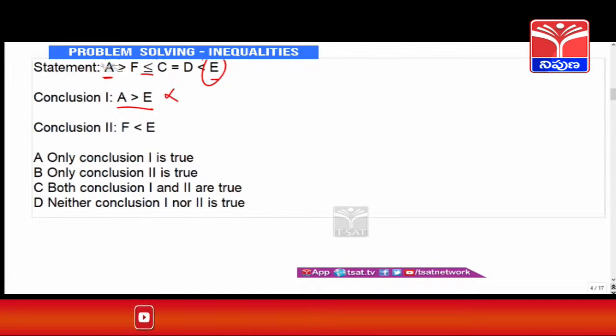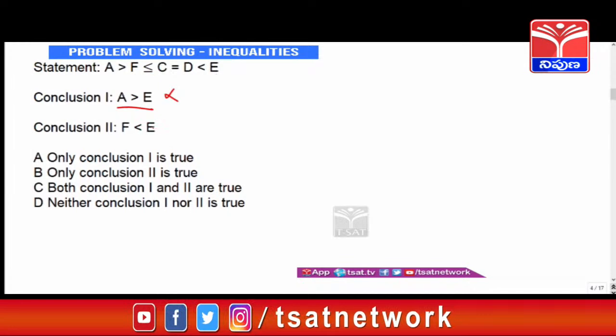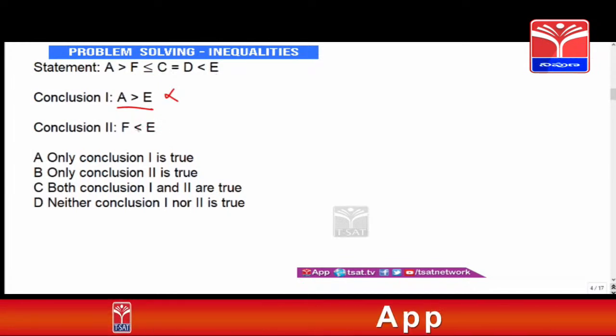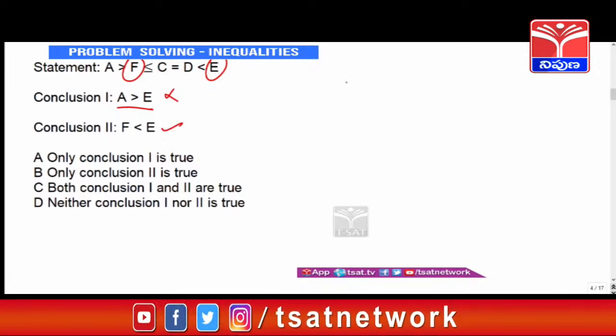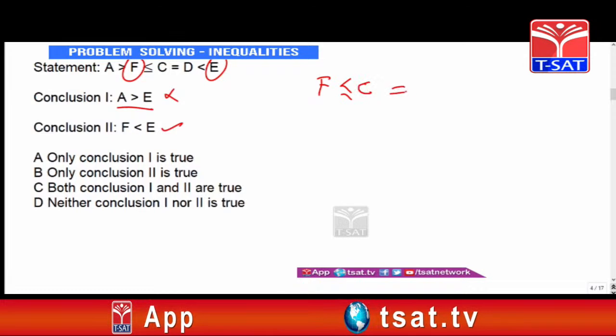Now let's see the second conclusion. In the second conclusion, F is less than E, or E is greater than F. See, I always focus on greater than, so that the answer becomes easy for me. E is greater than F. For example, E is here and F is here. Now I can say that E is greater than F. This follows 100%. Why? Because you take out this particular F, C, D, E. So F, C equal D, then followed by E.